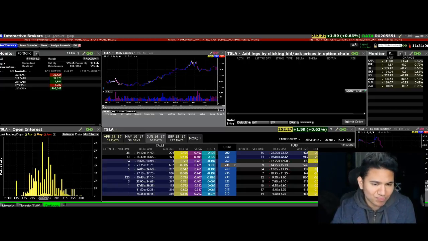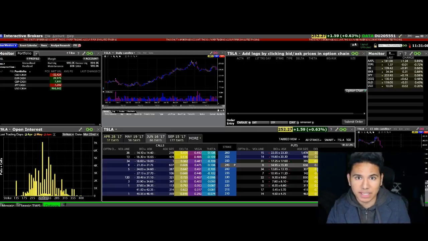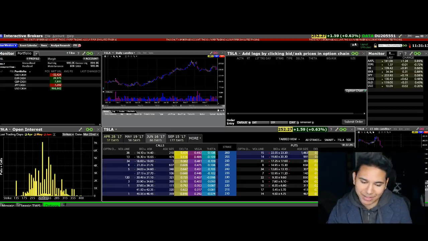And then you have the sell. When you buy a put, your risk is also fairly limited. You can only risk what you paid for the premium, what you paid to buy the put, and your reward is fairly larger.